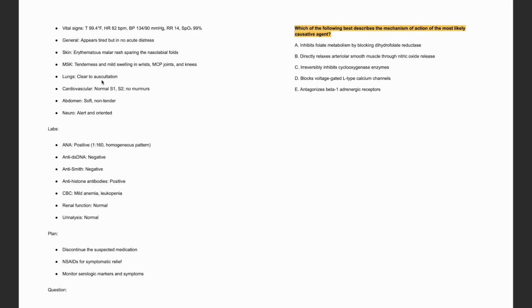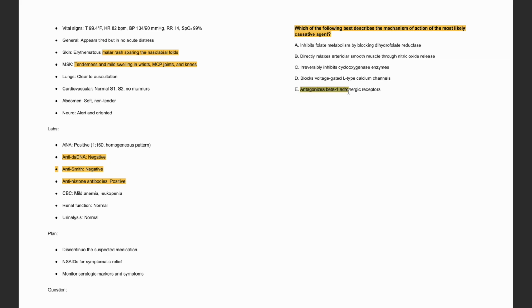So the physical examination, okay, we see malar rash, right? Skin malar rash with sparing of the nasolabial folds, so that's definitely pointing at SLE. And then we have our labs, so we do have anti-dsDNA negative and Smith negative. Those are highly indicative of SLE. But then when we see antihistone antibody positive, that immediately indicates that we have drug-induced lupus. So the drug that's been used is what's causing this symptom, and we need to know the drug's mechanism of action. So let's go ahead and read the options.